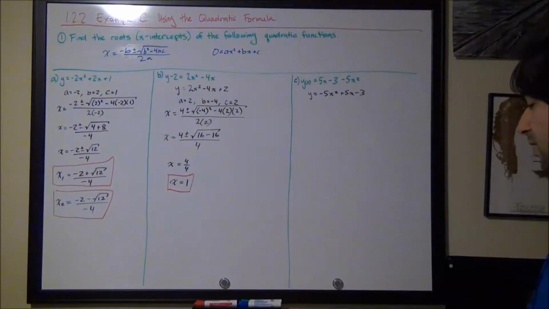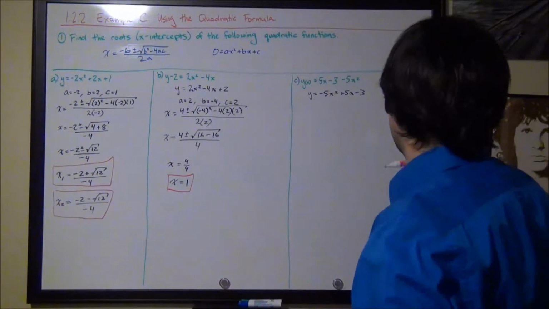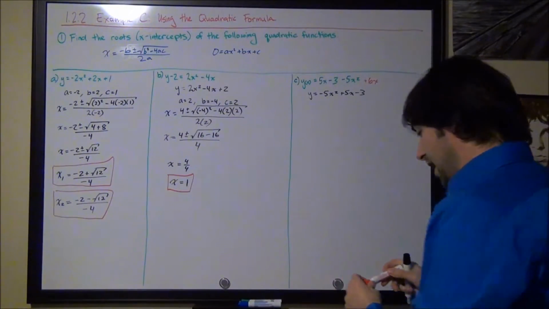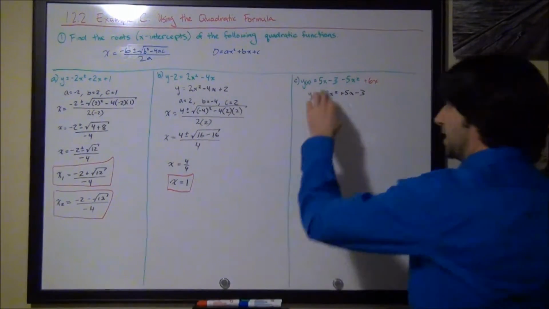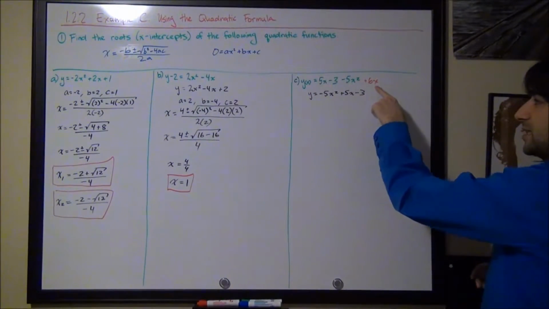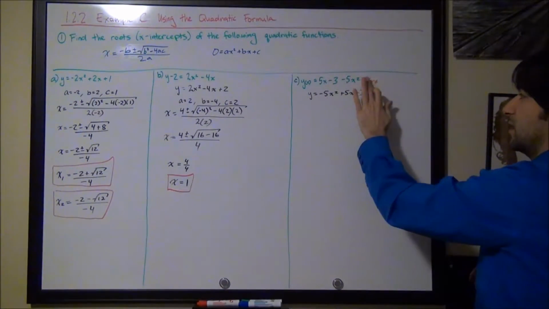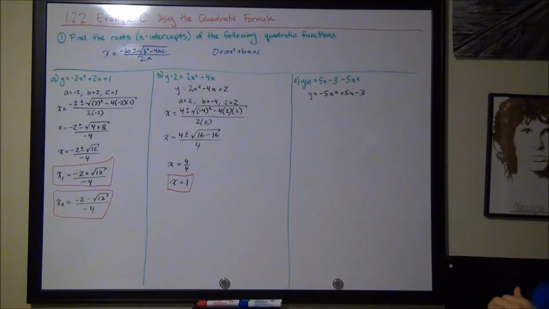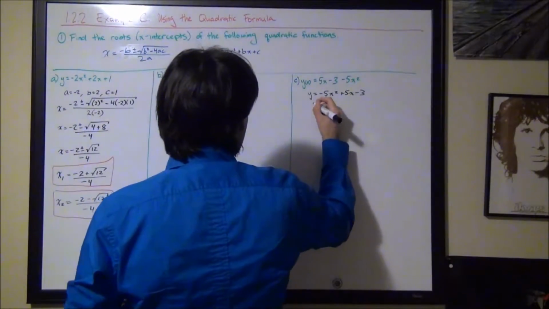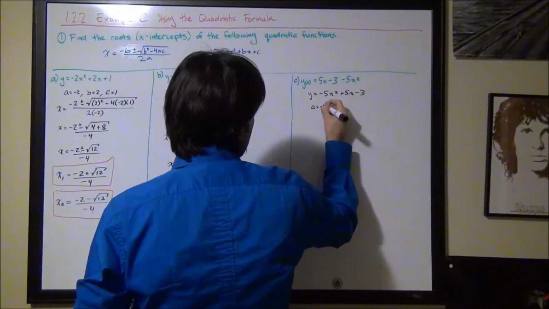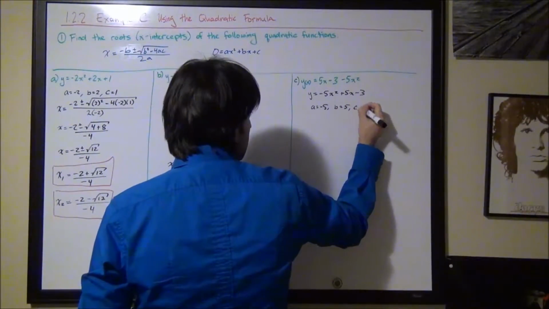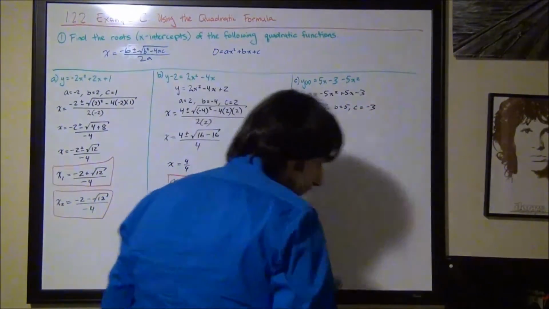Sometimes you might have something where you'll have like a plus 6x here. And in that case, you'll have to group the like terms. You'll have to put 5x plus 6x together to give you 11x. We're not going to do that in this example. We'll do that in a future tutorial. We're dealing with this, so a is equal to negative 5, b is equal to 5, and c is equal to negative 3.